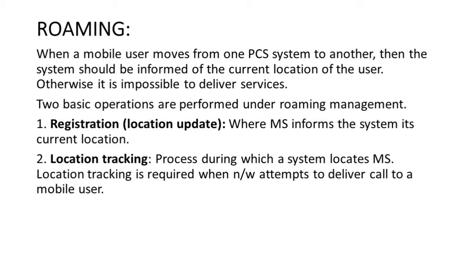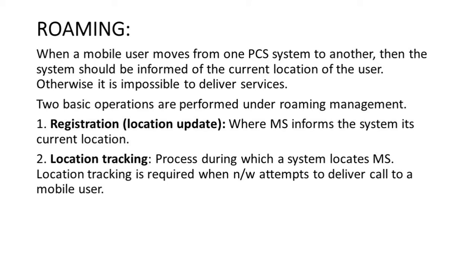Then there are two steps to be performed when you are under the roaming constraint. What are those? First is the registration, meaning the location of the user has to be updated, where the MS informs the system of its current location. So it is the responsibility of the MS to stay connected to the network. Suppose I am moving from UP East to Delhi and I switch my mobile off; in that case the MS will not inform its location to the base station because it is switched off. So it is the responsibility of the MS to inform its location to the base station so that it stays connected. Second is the location tracking.